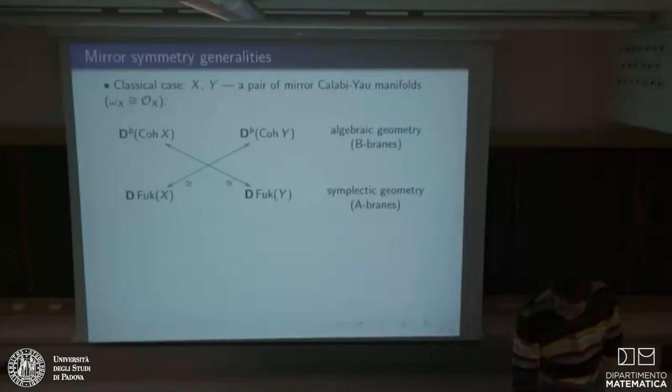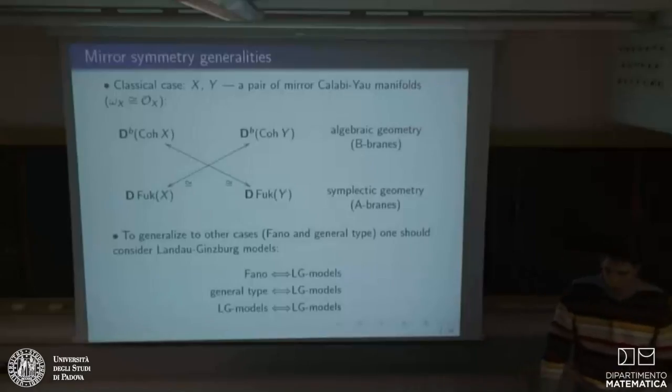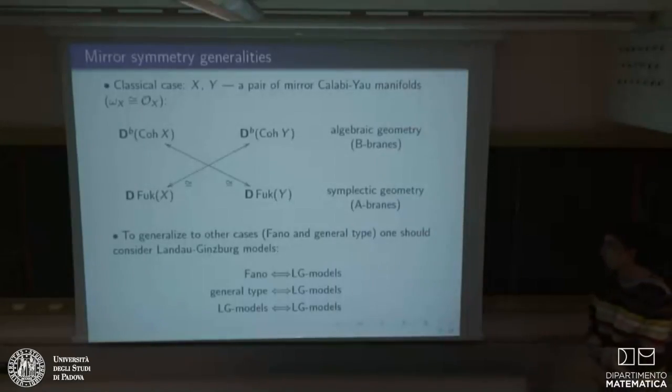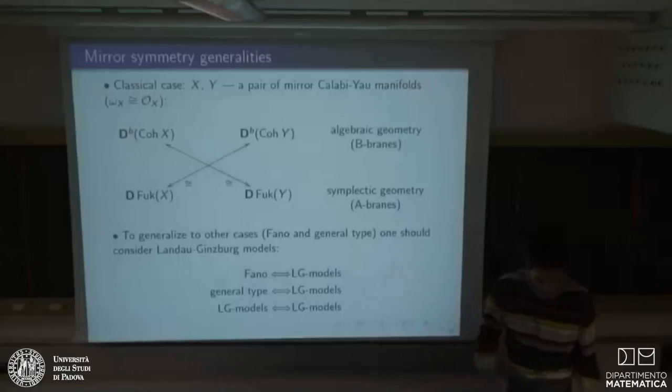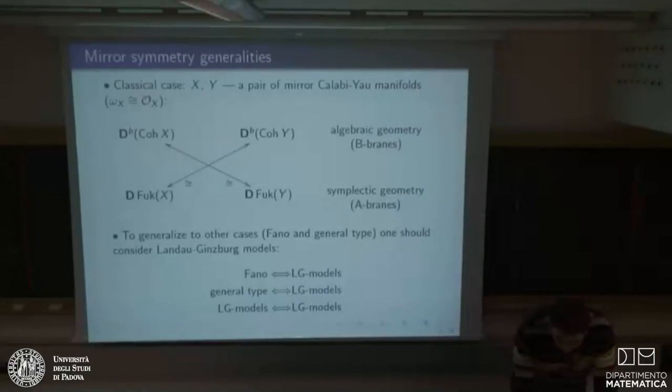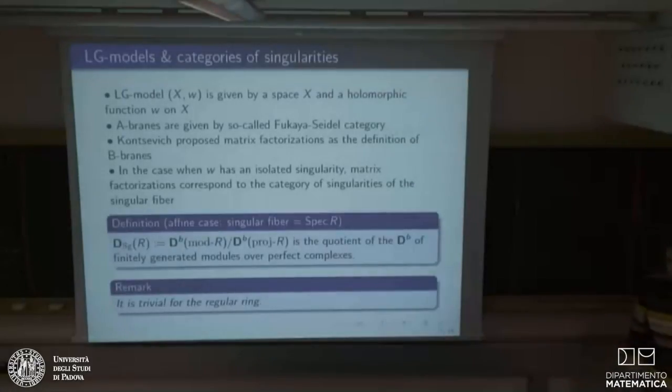Also, there are other variants of homological mirror symmetry. This conjecture was generalized to some other cases, such as Fano manifolds or general type manifolds. To consider these cases, we need to consider so-called Landau-Ginzburg models. They are mirrors to Fano and general type manifolds. A Landau-Ginzburg model is given by some space X and a function on X.